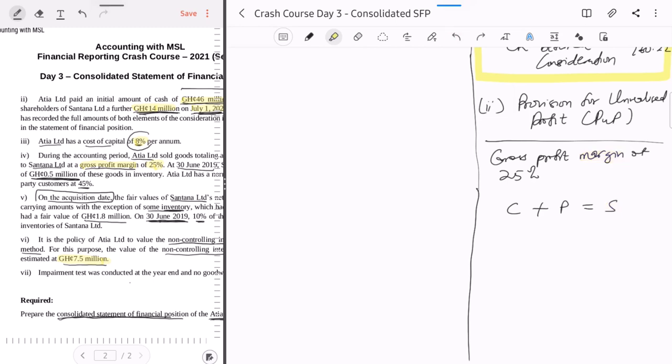So all I'm going to do is put 100 on S. That's all. Because I said put 100 on what it is on, right? And margin is on selling price. So I put 100 on S, right? Good. Now, the question will always give you the profit figure.